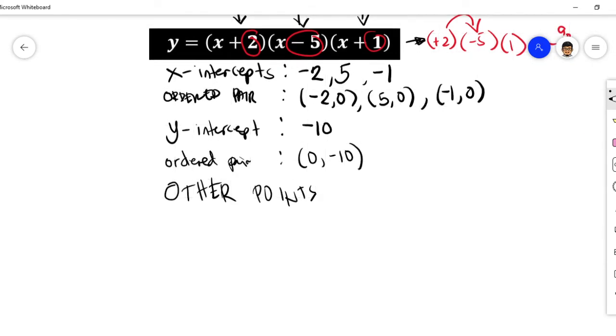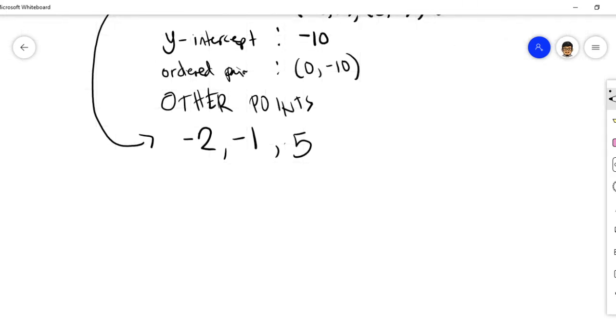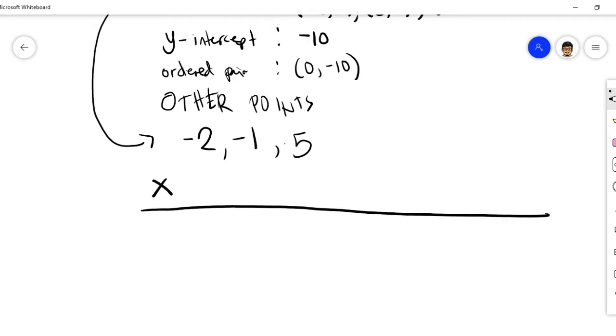In determining the other points, you have to consider your x-intercepts. Okay? Ayusin muna natin sila. We have negative 2, according to sign na lang tayo. Negative 2, negative 1, and 5. So, these are your x-intercepts, correct? So, in determining other points, we will be using the table of values. Ito yung napag-aralan nyo nung nasa previous years pa kayo. Okay? Ang table of values, meron siyang x at saka y.